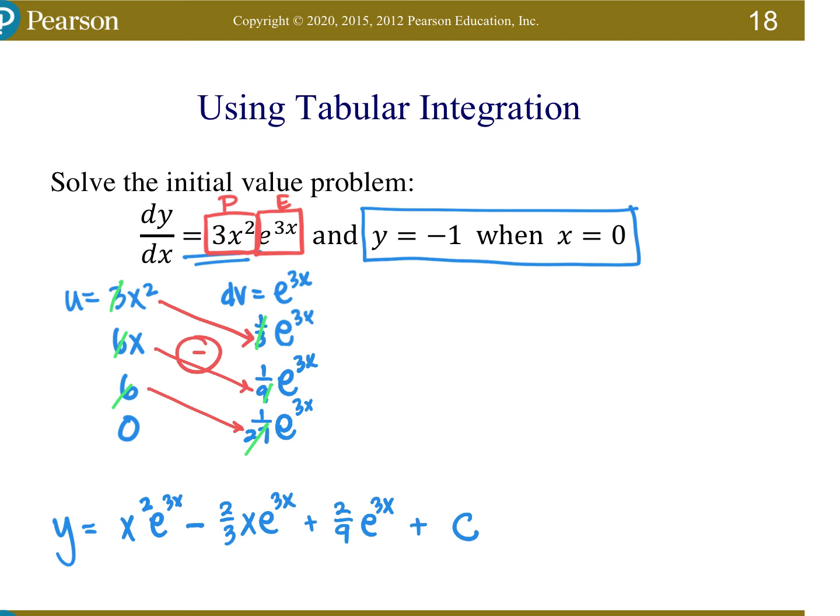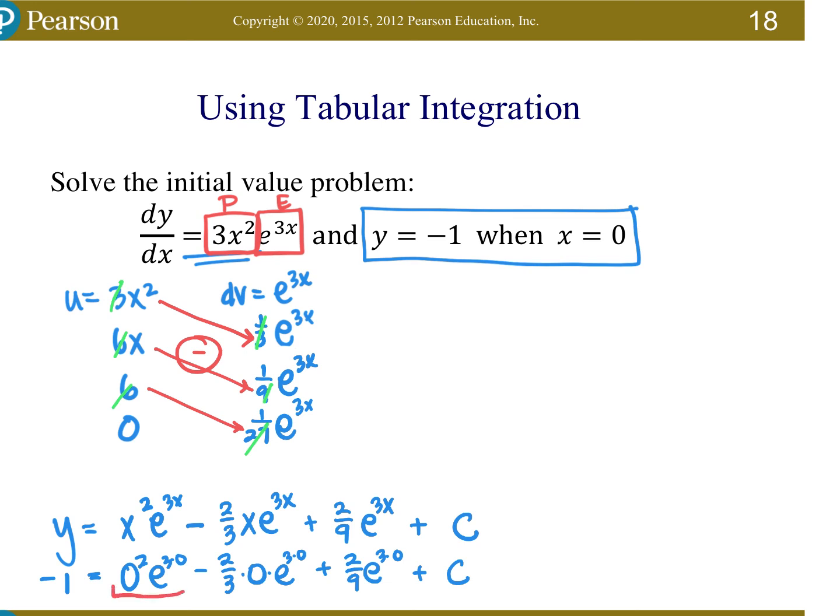So now we've got our initial conditions. We know that y is -1 when x is 0. So let's plug all those in. So -1 for y, 0 for x. I forgot to plug a 0 in there. Times 0. Minus 2/3 times 0 times e to the 3 times 0. Plus 2/9 times e to the 3 times 0 plus c.